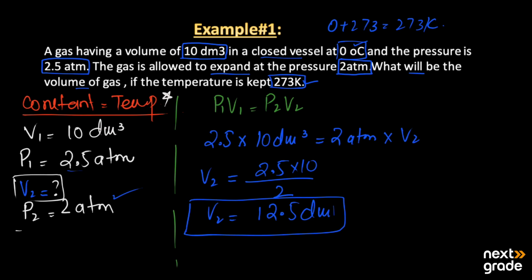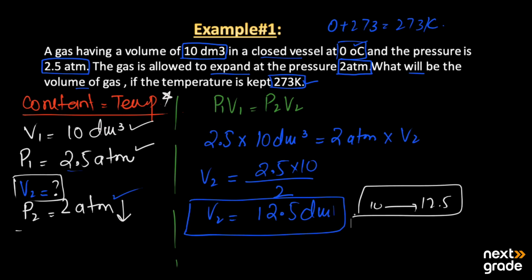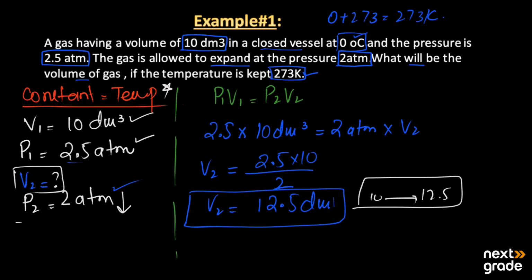At the start, we saw that the volume is 10 dm cube and the pressure is high. But when we reduce the pressure, the volume increases from 10 to 12.5. So this is the simple effect of pressure on the volume of a gas that we can find by using the Boyle's law relationship. So this is all about today's lecture.